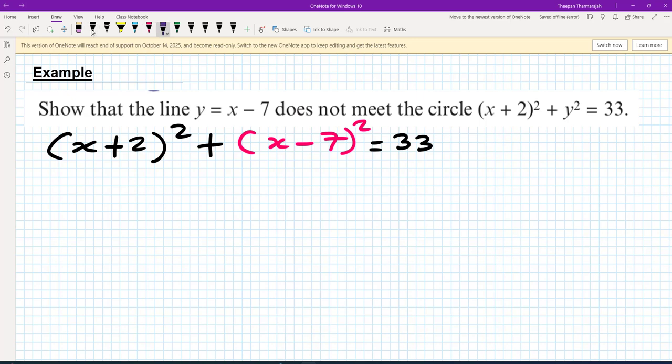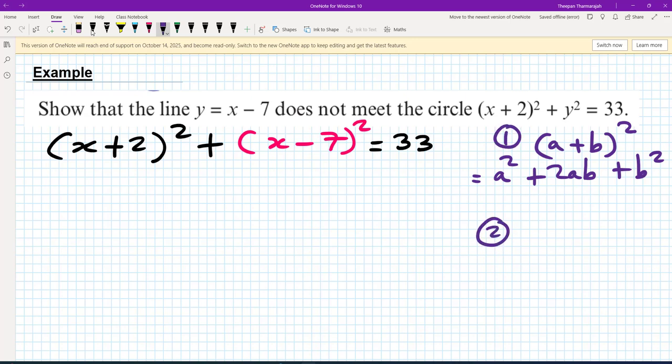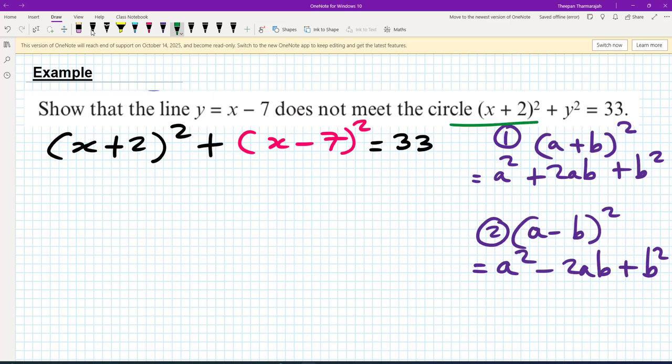Now I've said to you previously that there's a well-known algebraic identity, which is (a plus b) all squared is a squared plus 2ab plus b squared, and that the second case is (a minus b) all squared is equal to a squared minus 2ab plus b squared. I'm just going to put this here so you can use this in your notes.